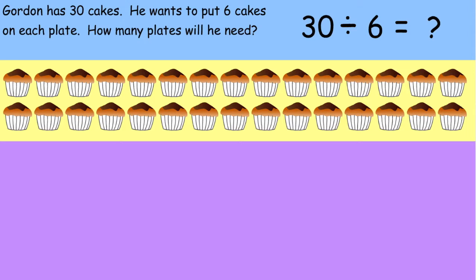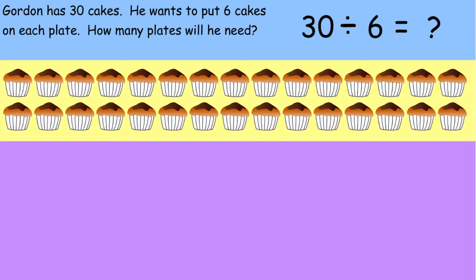So for the first question here, it says that Gordon has 30 cakes. He wants to put 6 cakes on each plate. How many plates would he need? So the calculation here that it's asking us to do is 30 divided by 6. Now, we haven't learned our 6 times table yet, but we can solve this by drawing it out, making a diagram and counting.